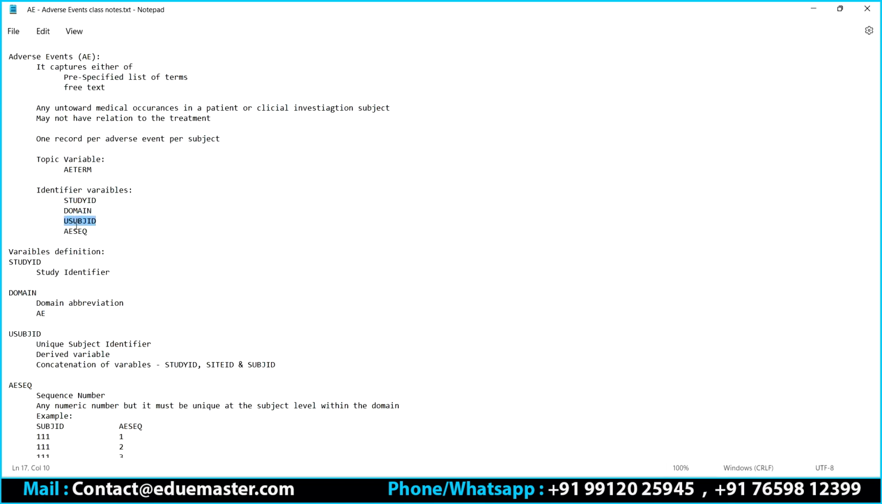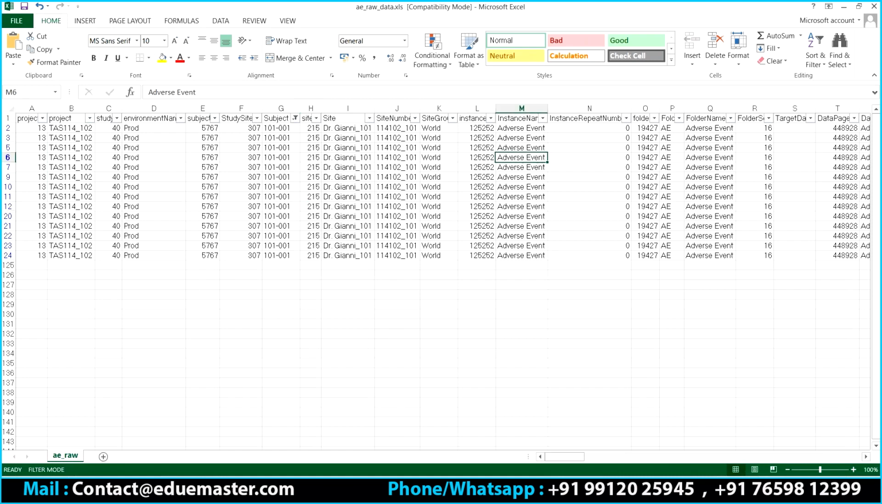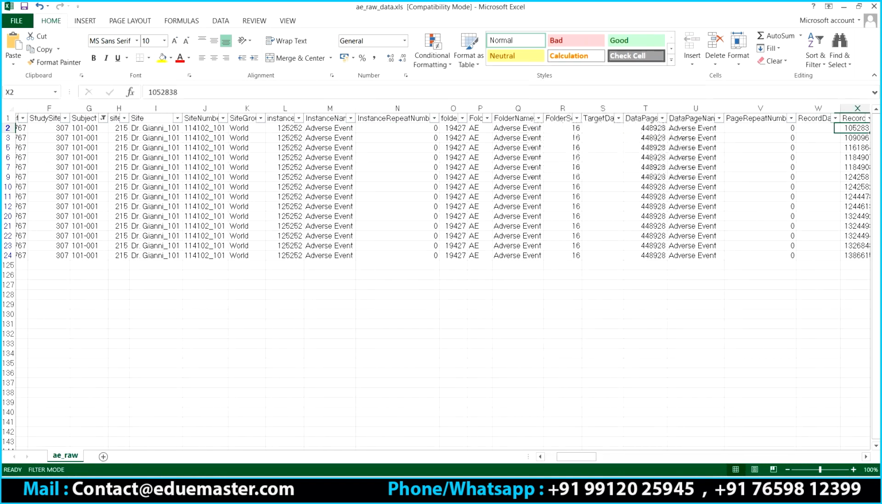Then I have domain, and I have unique subject ID. Unique subject ID is a concatenation of three different variables, which are subject ID, site ID, and study ID. Then you have the sequence number. Every record at a subject level, at a patient level, gets a unique number; you can call it the unique sequence number. Let me see if I have a unique sequence number for this one. If not, you can simply say that there are 14 different instances.